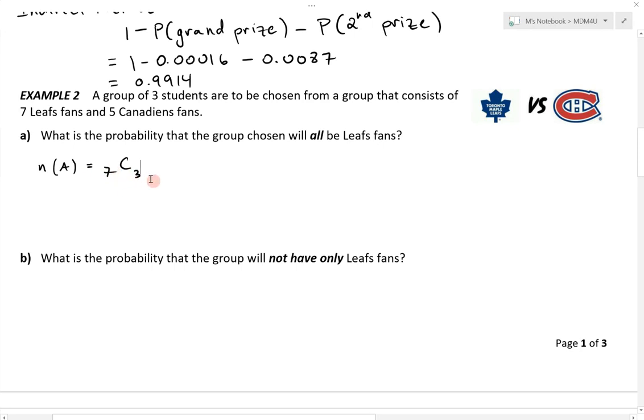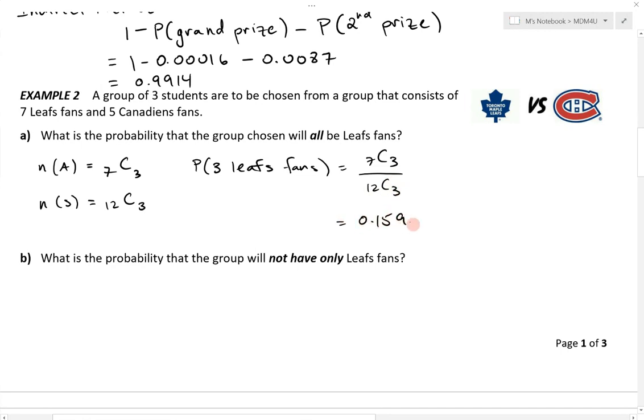Because you're choosing a group of 3 students and you have 7 possible Leafs fans to choose from. So 7 choose 3. The total number of outcomes, if I add 7 and 5, I get 12. So I have 12 total different fans. So 12 choose 3 because I'm choosing a group of 3. So the probability that you have 3 Leafs fans is equal to 7 choose 3 divided by 12 choose 3, which is 0.1591. So you have a 15 or 16% chance of having all 3 students in your chosen group to be Leafs fans.